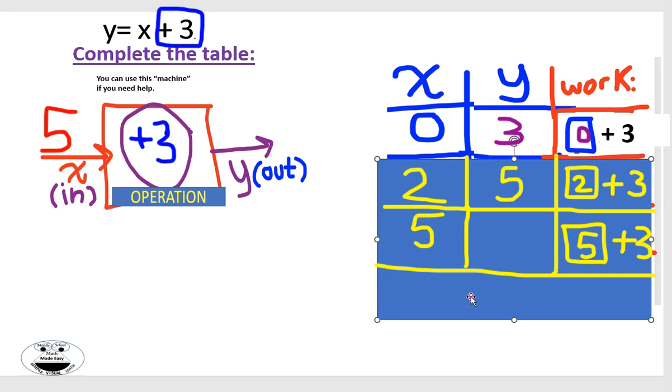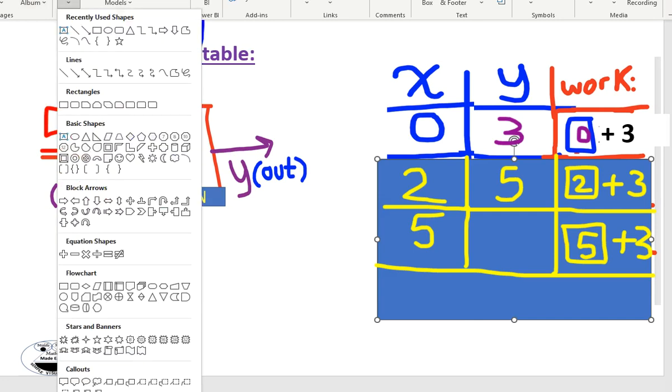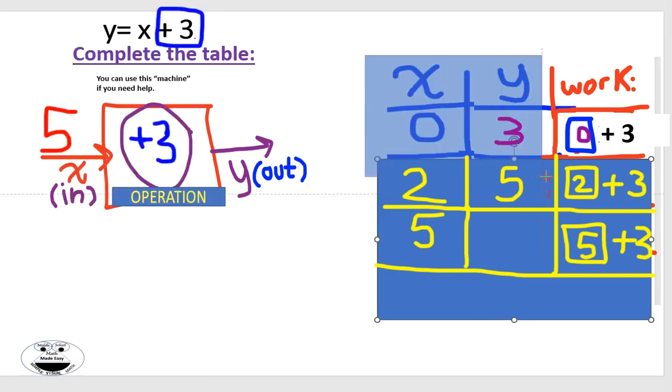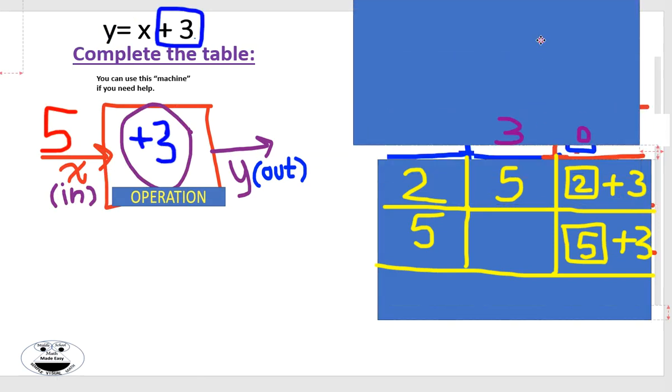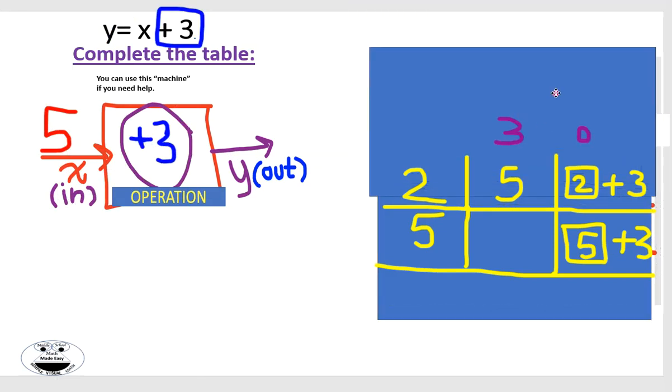And what we can do here is use another shape to ignore everything else here. Oh, you know what? It's not working. That's interesting. Okay.